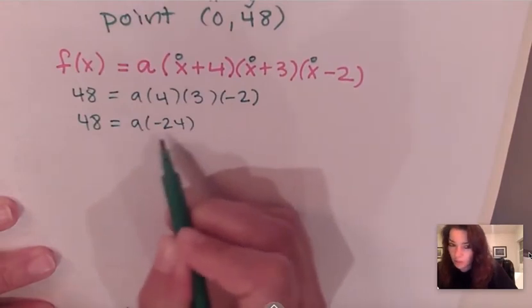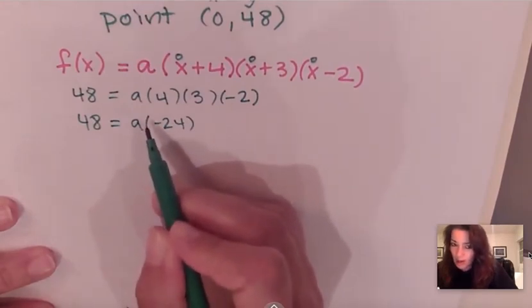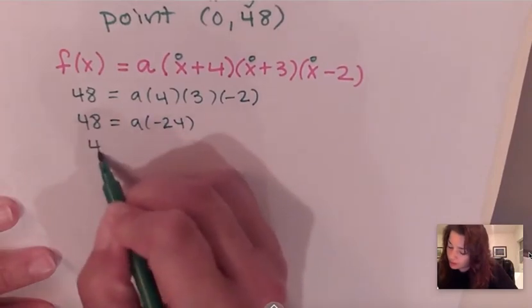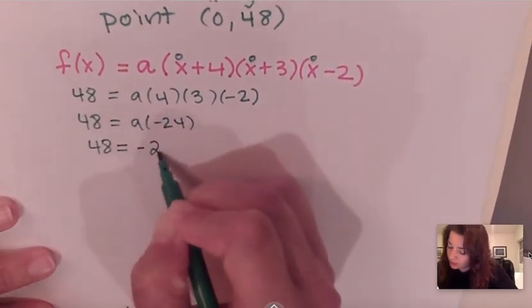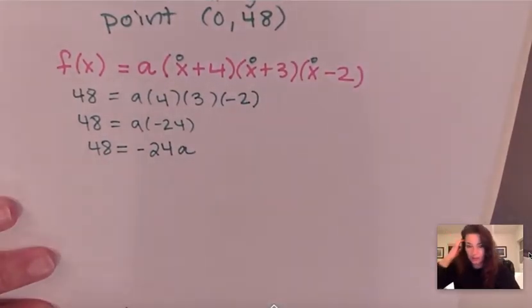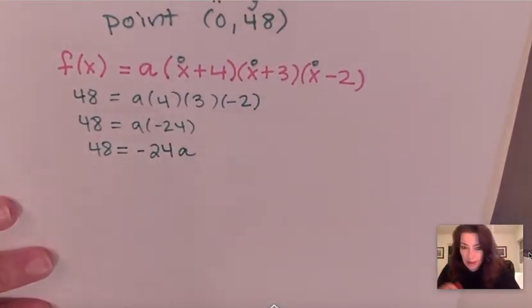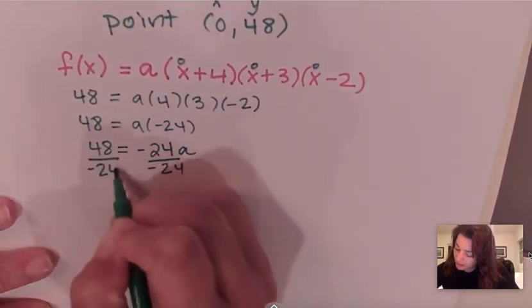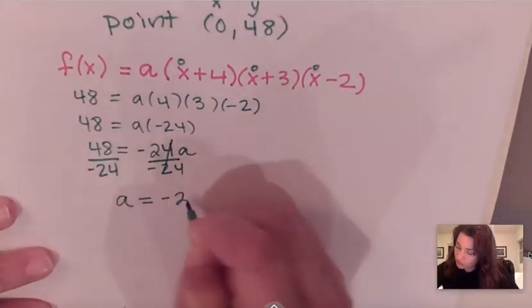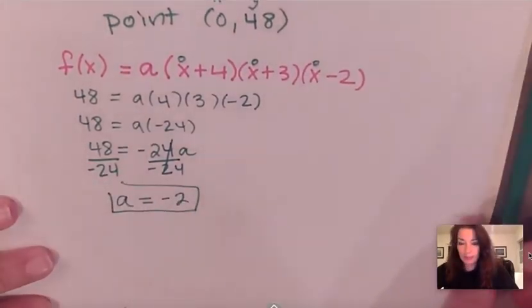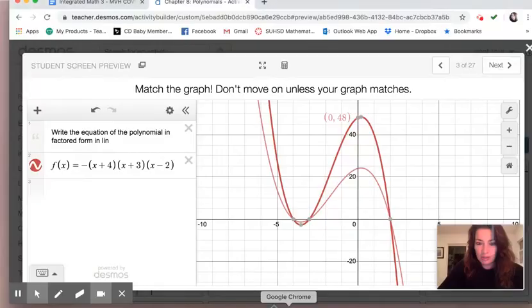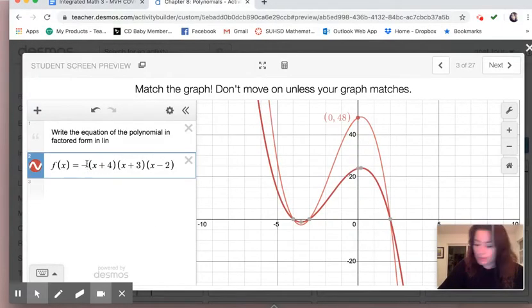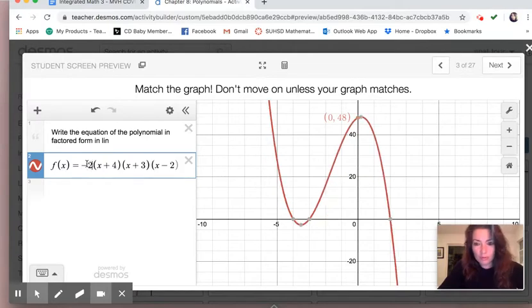Now, usually we write our variable on the other side, so I'm going to rewrite it as 48 equals -24 times a, just like this. All right, and from here it's just a one-step equation. I'm going to divide both sides by -24. And it does make sense that my a value is -2. So I'm going to go ahead and put that value into the equation. So if we put -2, our graph matches.